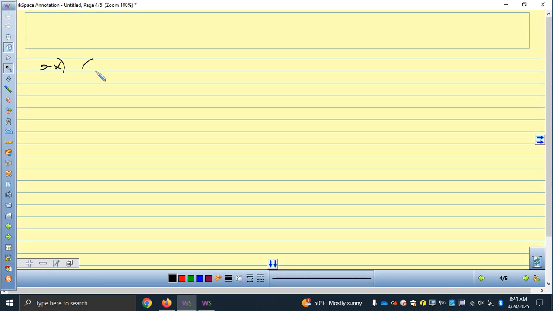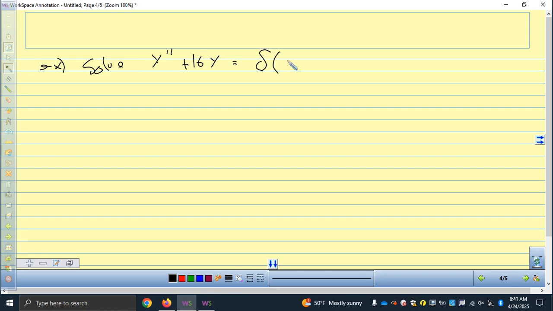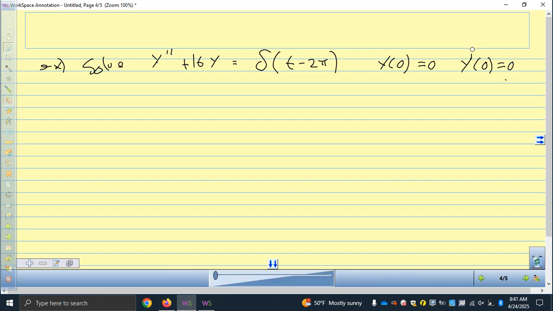So we want to solve y double prime plus 16y equals delta of t minus 2 pi, and y of 0 equals 0, and y prime of 0 equals 0.